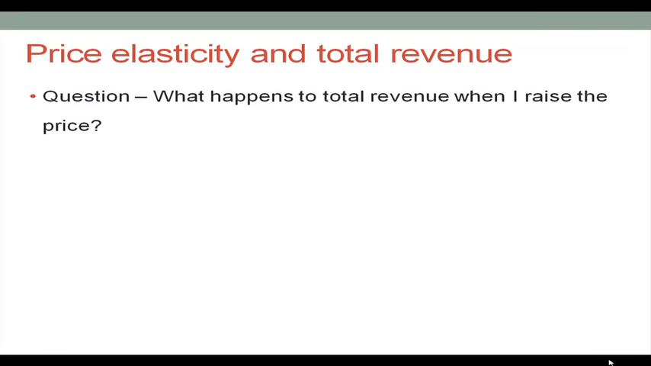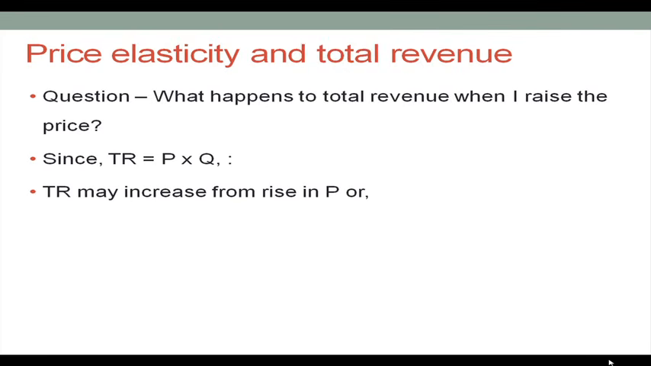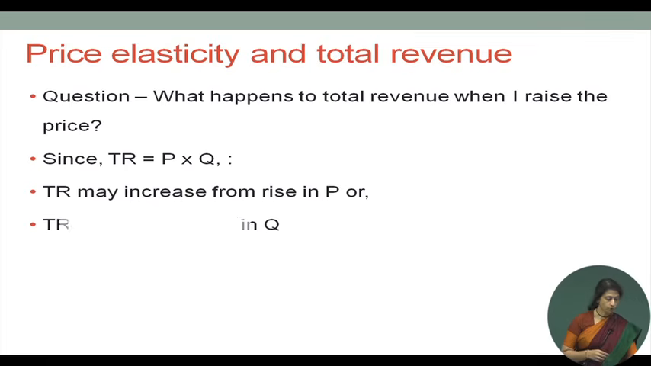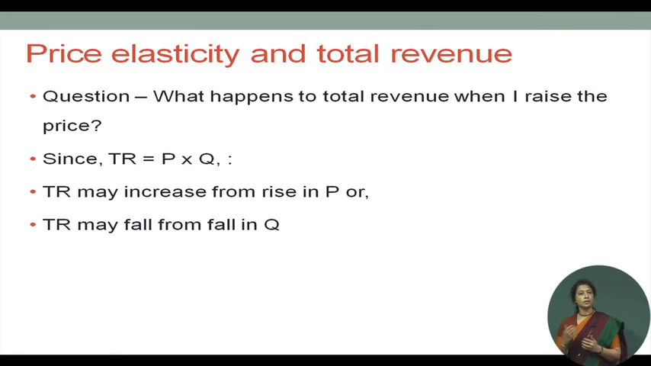So, to continue with that discussion, we are going to show in this lecture how price elasticity is related to the revenue that a producer may expect when he is changing the price of his product. So the question that we are asking is, what happens to total revenue when I raise the price? Since total revenue is equal to price multiplied by quantity, total revenue may increase from a rise in price, or total revenue may fall from a fall in quantity.